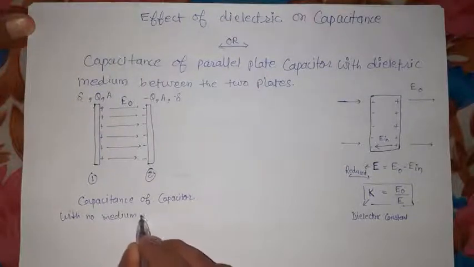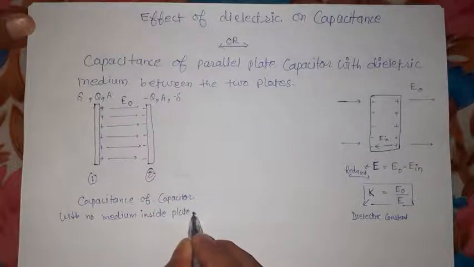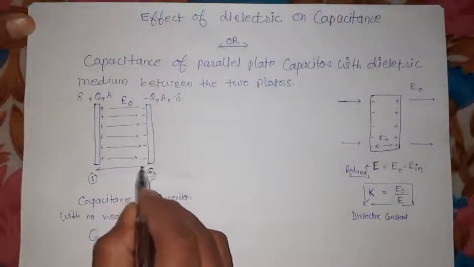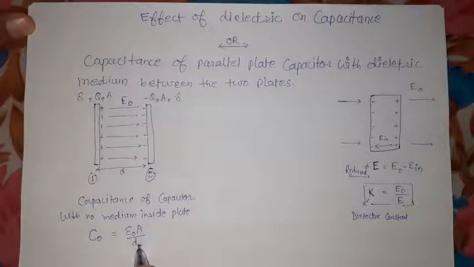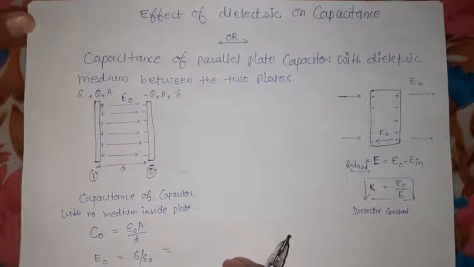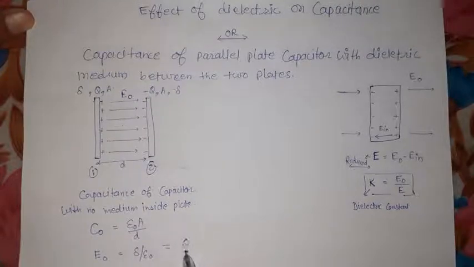Okay, so this we have already calculated. Let this capacitance be C naught, and it was epsilon naught A by d, where the separation between the two plates is small d. And how much was the electric field between the two plates? It was sigma by epsilon naught. Sigma was the surface charge density, that is, the charge per unit area.